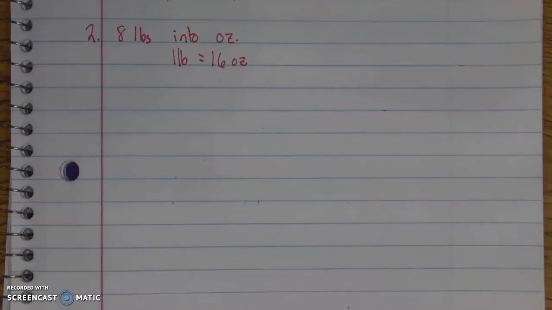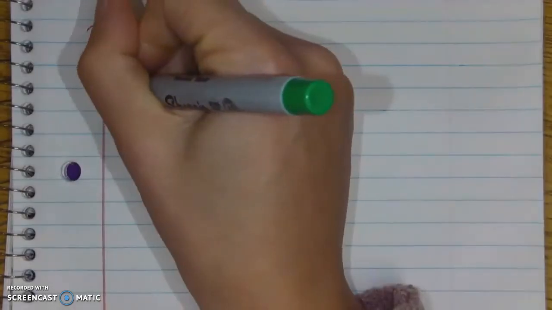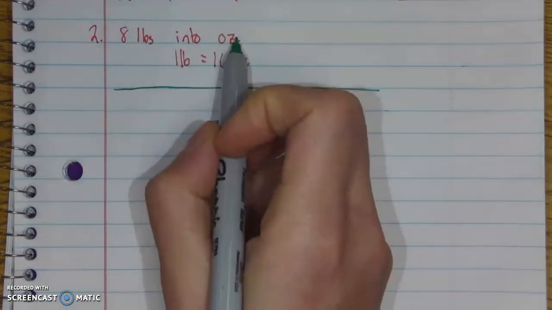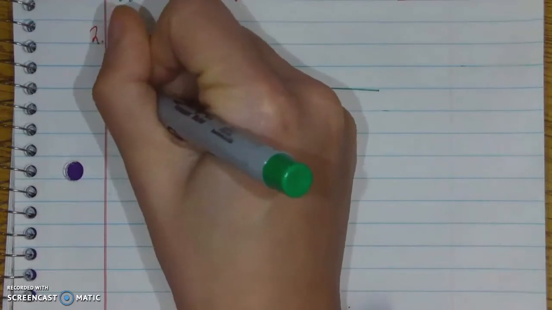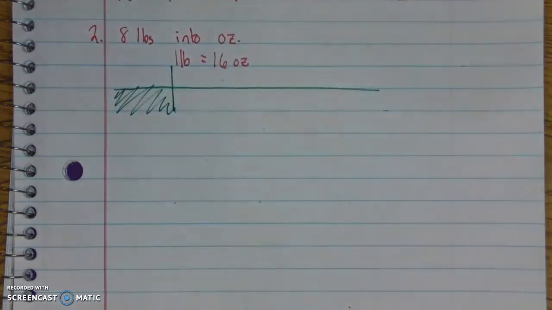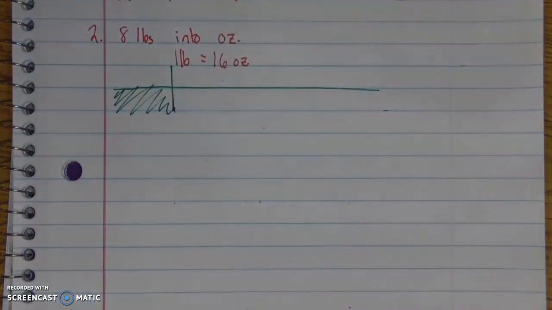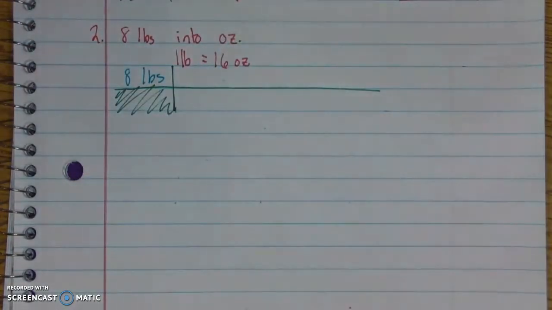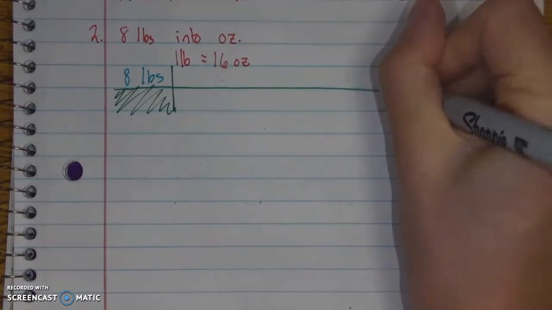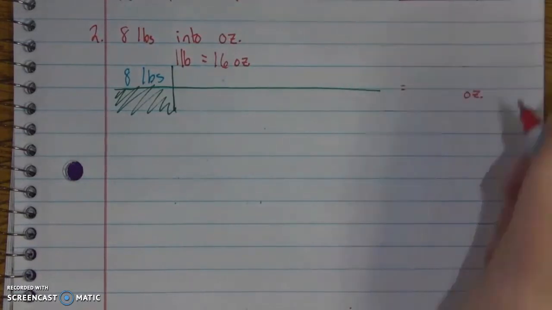For number 2, I wanted to convert 8 pounds into ounces, and I know that 1 pound is equal to 16 ounces. So let's set up our chart. Since I already have the conversion between pounds and ounces, I know that I'm all ready for this step. I'm going to start by filling in what I want to change, and I want to change 8 pounds. I want this to become ounces, so I'm going to remind myself of that by putting it over here.